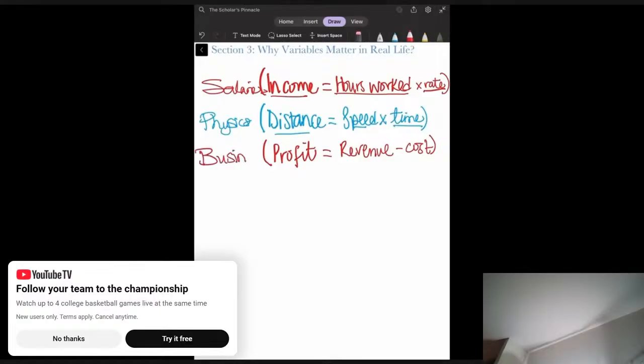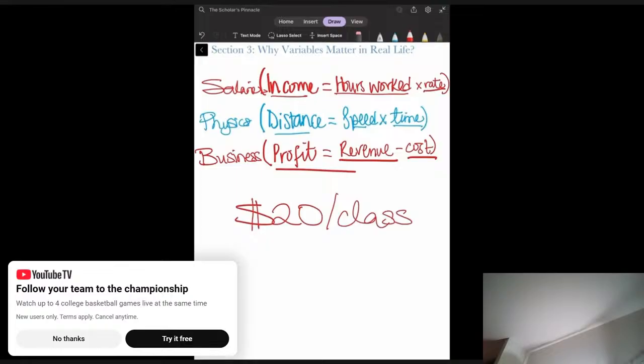Next, business. In order for you to make a profit and know how much profit you made, you calculate how much you made versus the cost of it that you sold it for, and that gives you a profit. Other real life examples: if a gym charges, let's say, $20 or 20 pounds per class, you can write the cost as 20C, where C is the number of classes, and that would tell you how much you're going to pay in total.